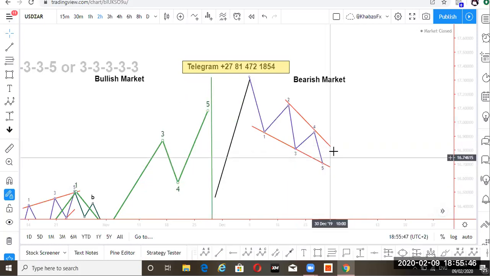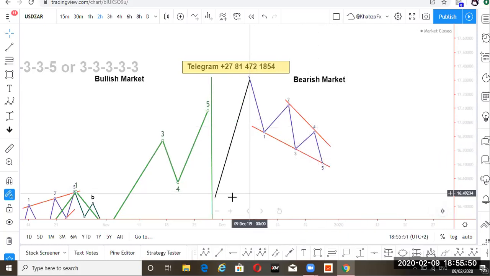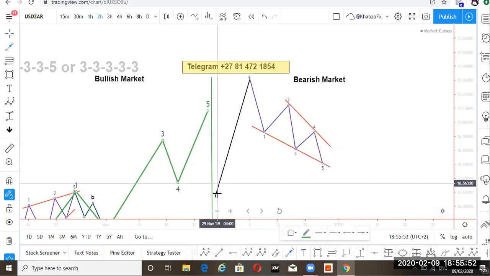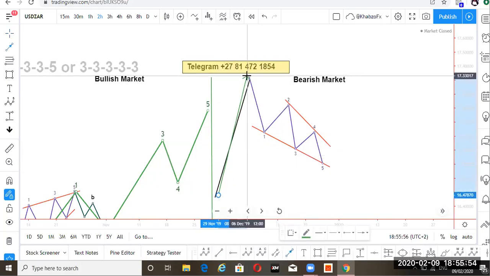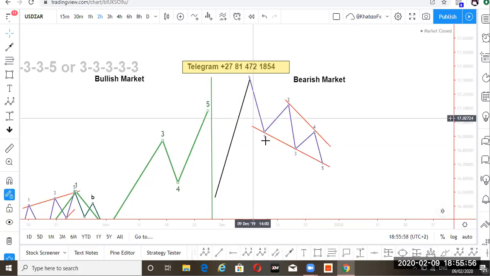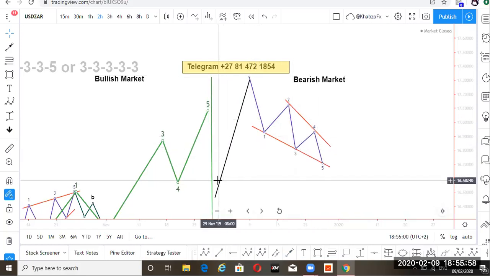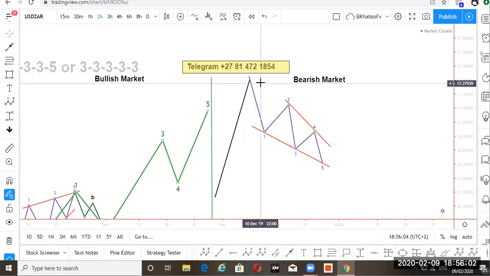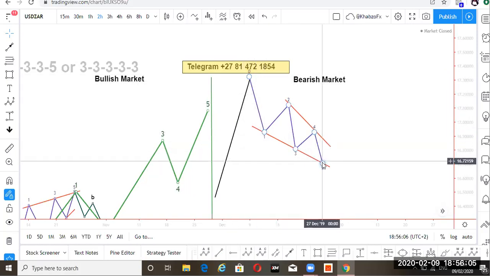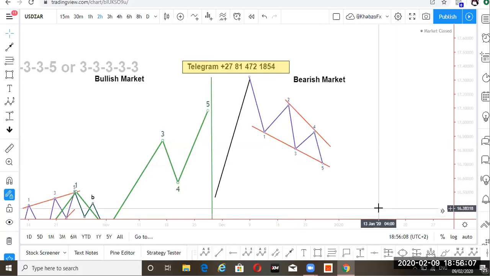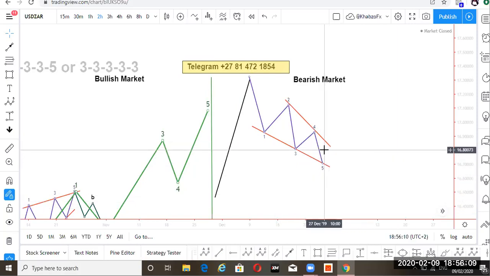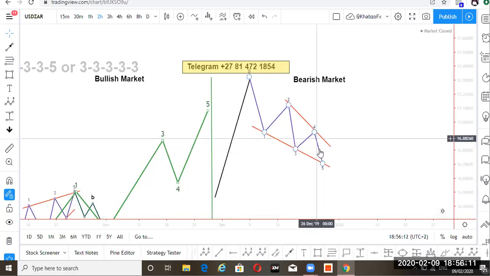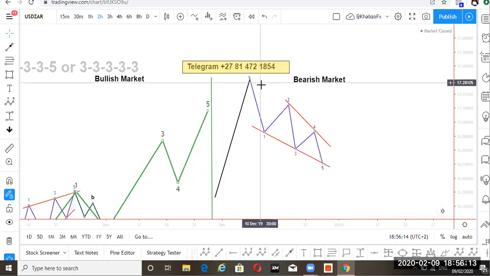Right. So we'll have something like this. This is the leading diagonal in a bearish market, because the prior direction here was an uptrend. Once the chart gives you this pattern, you should know that the uptrend is about to come to an end. Then the market will change direction. You will have a downtrend here. So this whole pattern is our wave 1.